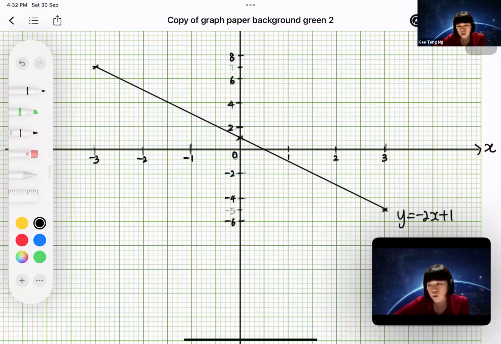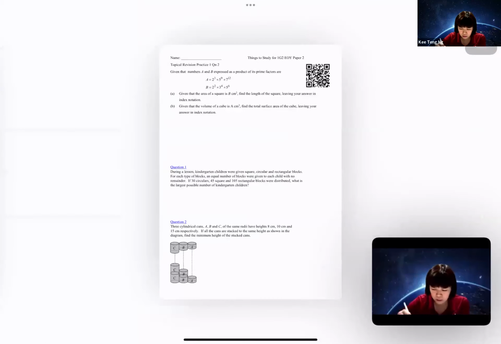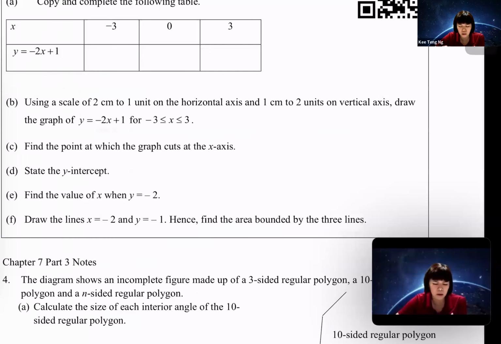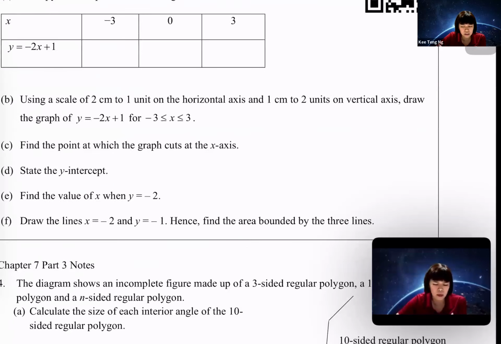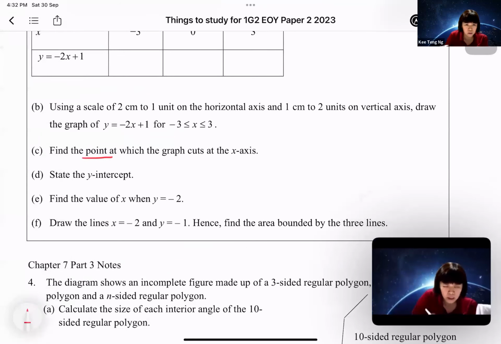All right, next question, next part now. Okay, now I need to switch back to my question. What did my question paper say? The question now says, find the point at which the graph cuts the x-axis. Here a few things. They do not want just the x-intercept. They want the point, okay? So it wants a pair of coordinates.